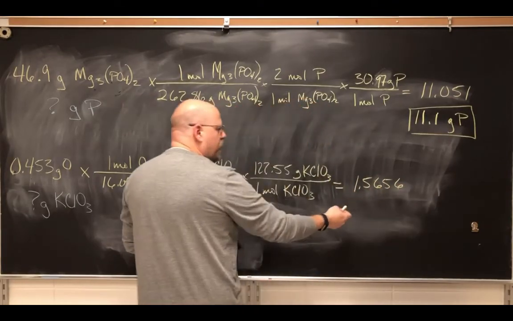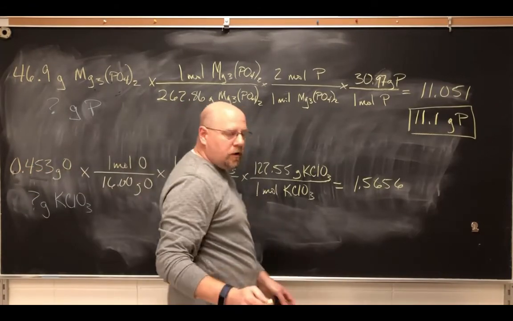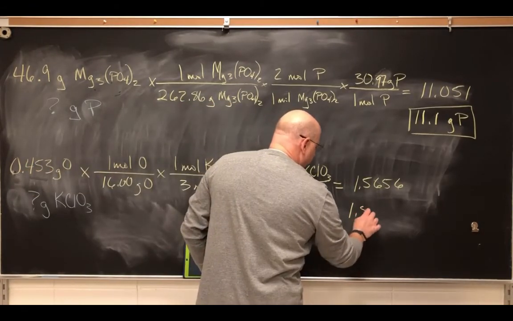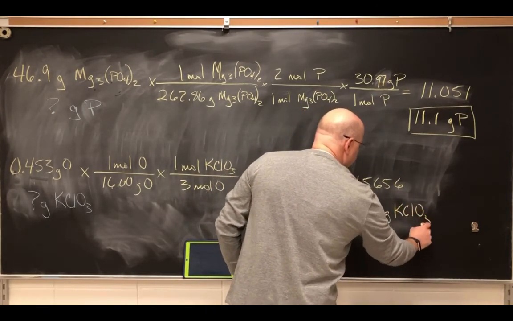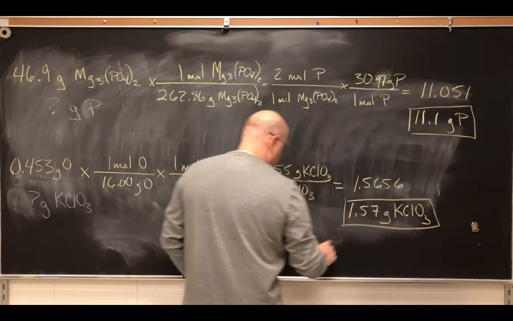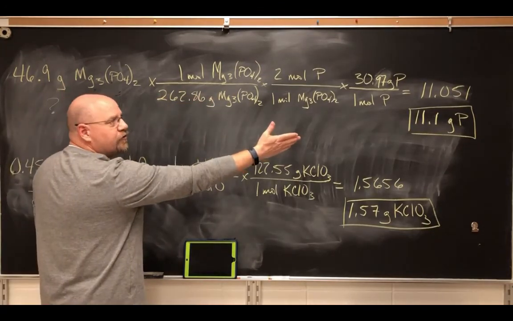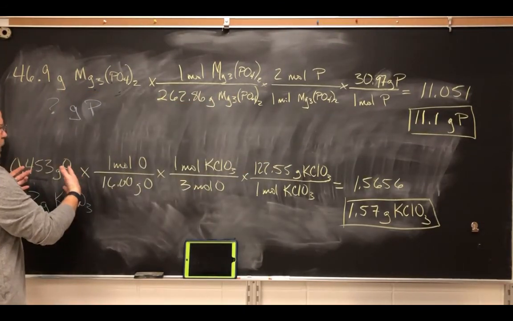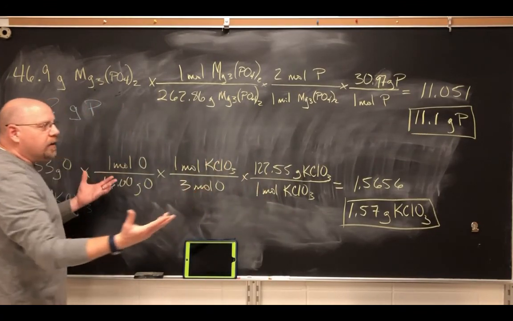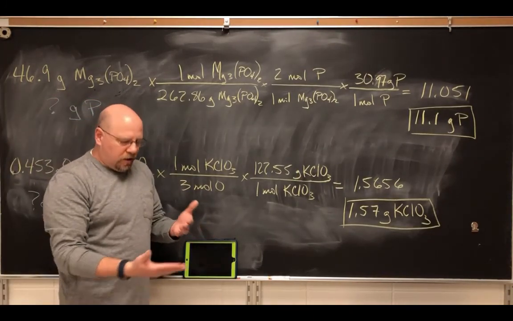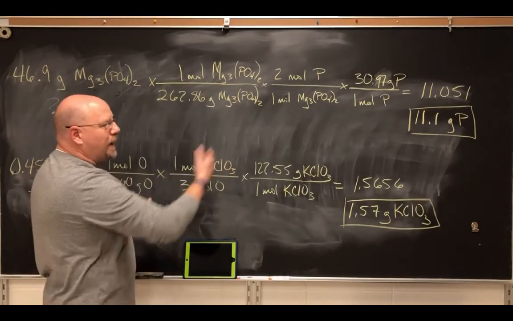And if we round that to the correct number of significant digits, again, we have 3 significant digits. Remember that 0 doesn't count. We will end up with 1.57 grams of potassium chlorate. So you have an example of going from grams of a compound to grams of an individual element. You also have an example of going from grams of an element to grams of the entire compound. Either way, the basic process is very similar. You're going to convert from grams to moles, you're going to do a mole-to-mole conversion, and then you're going to convert back into grams.